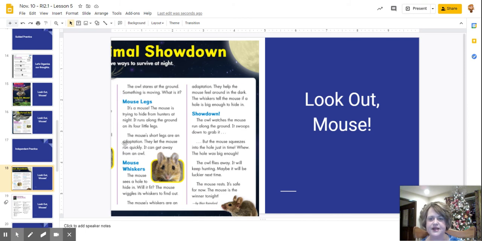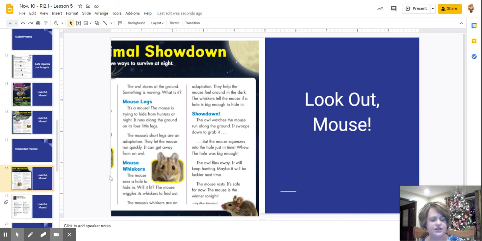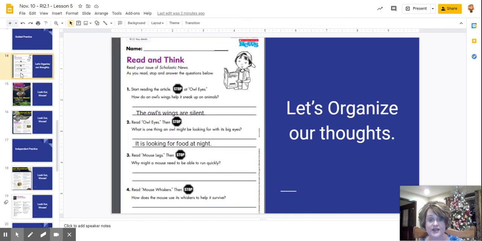Okay, remember this word right here is adaptation. So you're going to read about mouse legs, and then you're going to answer question 3 by underlining or highlighting the answer to why might a mouse need to be able to run quickly. So that's what you're hunting for as you're reading. Then it says read mouse whiskers and stop. Again, you're going to do this part on your own for independent practice. Read the mouse whiskers section and answer that last question.